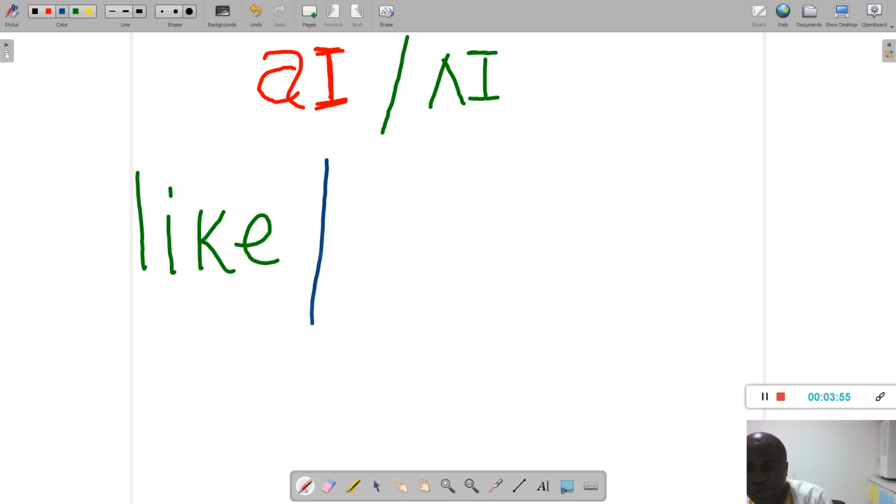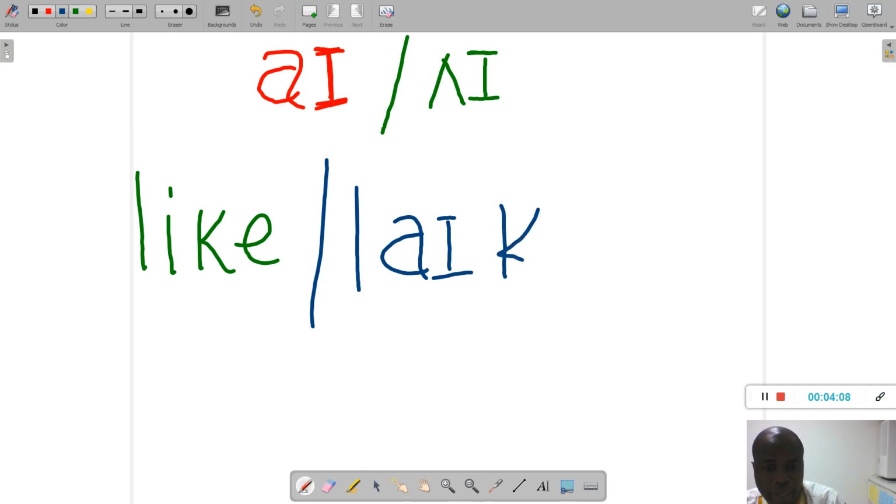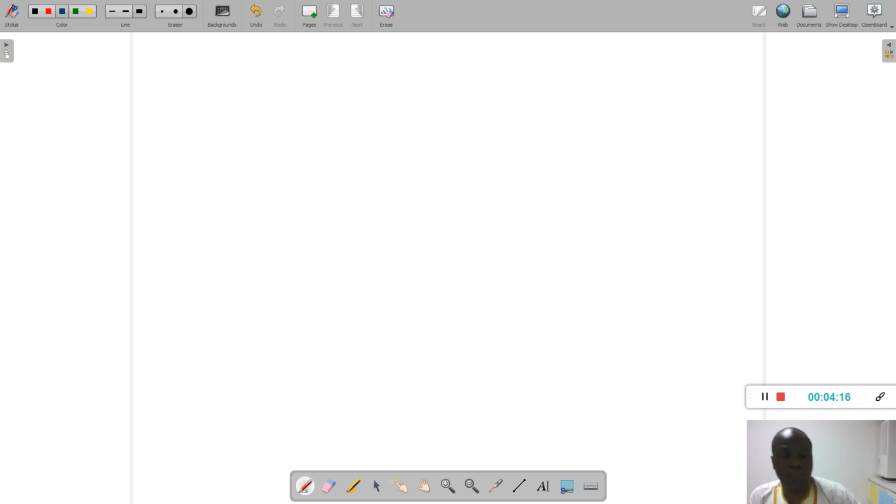Our grapheme is like, and our phoneme is going to be K with this I sound, this diphthong. So I, like. Let's look at our next example. So we've done 3. We have 5 more to go.